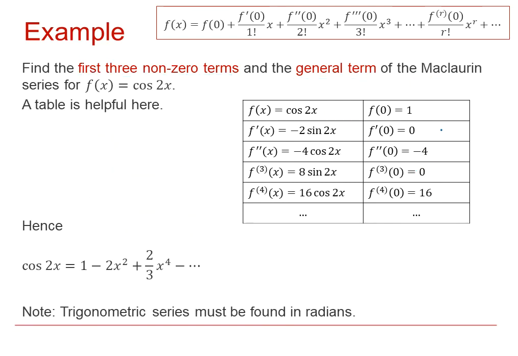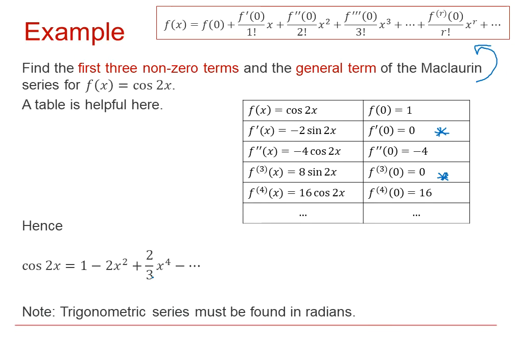It's worth noting that the odd derivatives are given as 0, so the first derivative, the third derivative and the fifth derivative would all be 0, so it's only the even derivatives that give non-zero coefficients. And when we substitute the 1 and the minus 4 and the 16 into this general Maclaurin series at the top of the screen here, we will simplify it to get 1 minus 2x squared plus 2/3 of x to the 4.